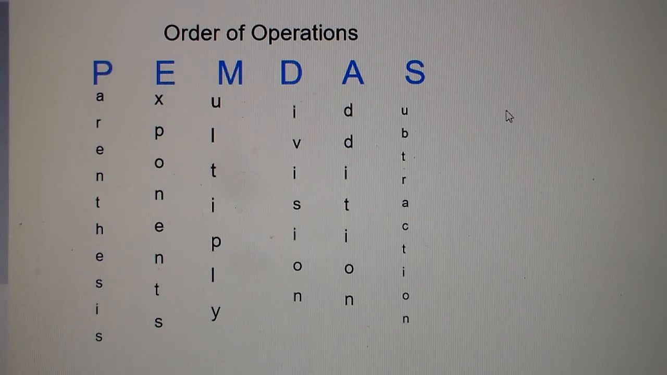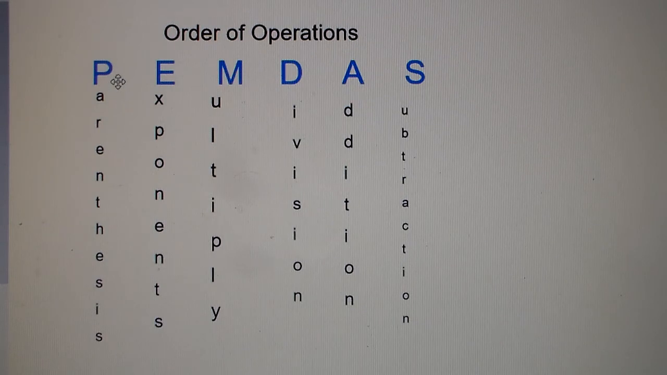So order of operations, there's an acronym called PEMDAS, which P stands for parentheses, E stands for exponents, M stands for multiplication, D stands for division, A stands for addition, and S stands for subtraction. This is just meant to help you remember what exactly the order you have to simplify algebraic expressions with. And we always start with the parentheses.